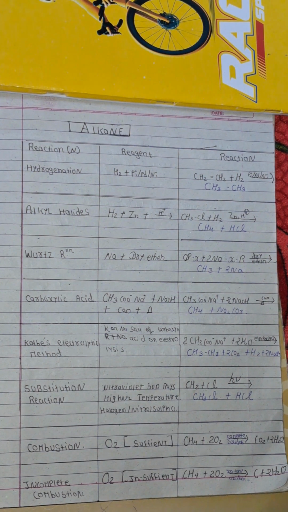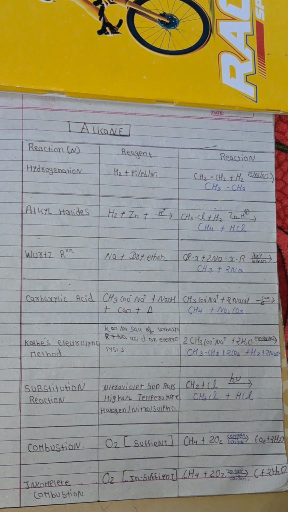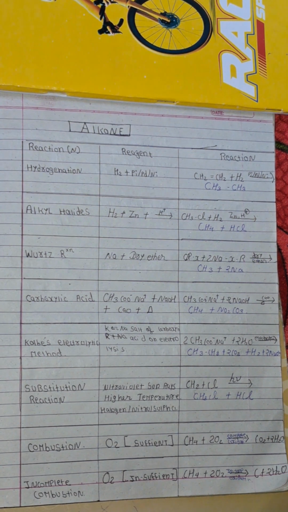In this video we will study all the reactions in which we make alkane from alkene with the help of different compounds, catalysts and different methods. So here is the first reaction, hydrogenation.